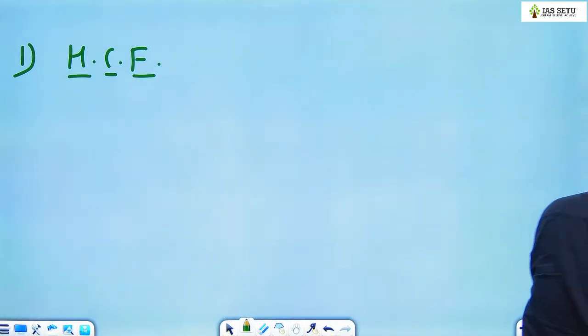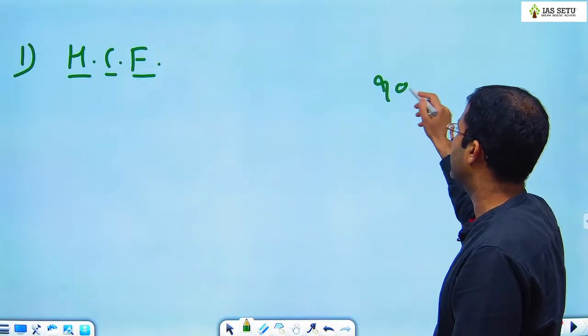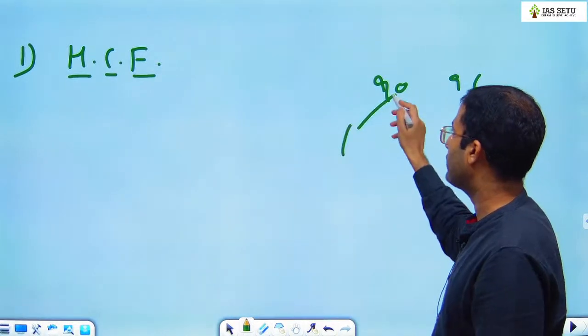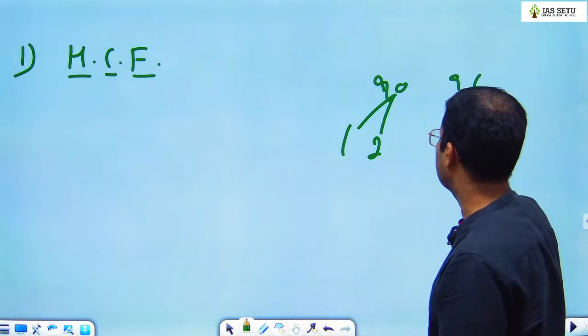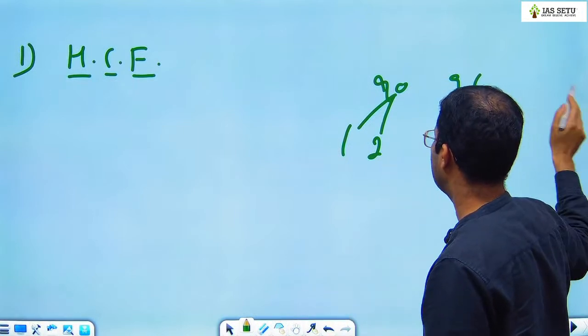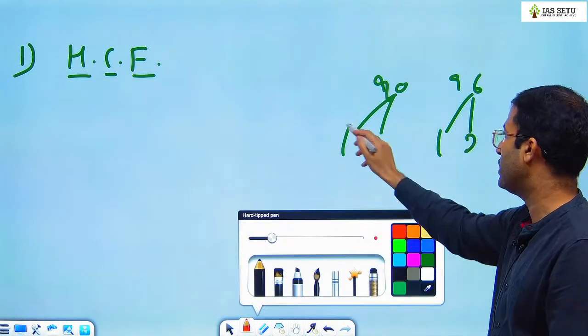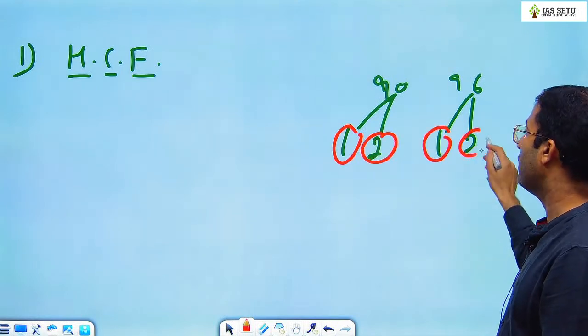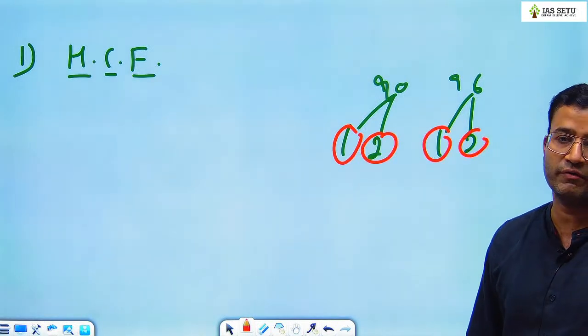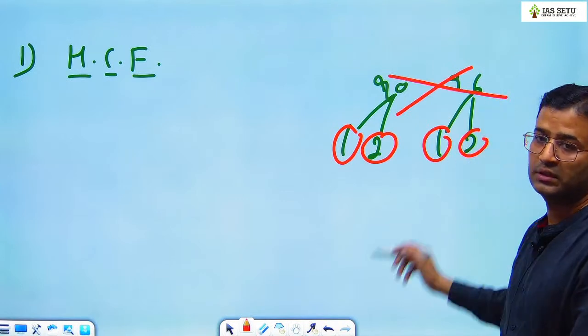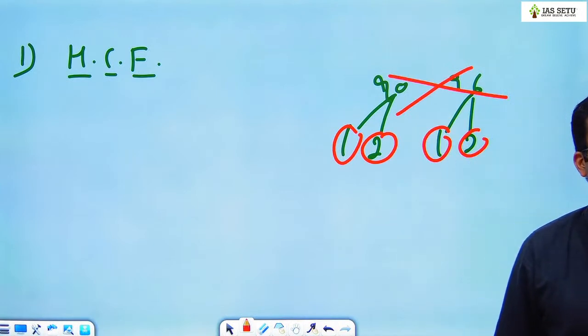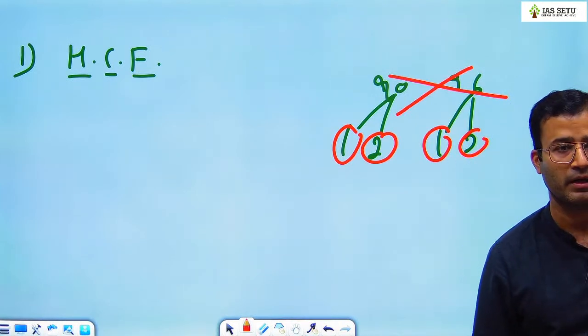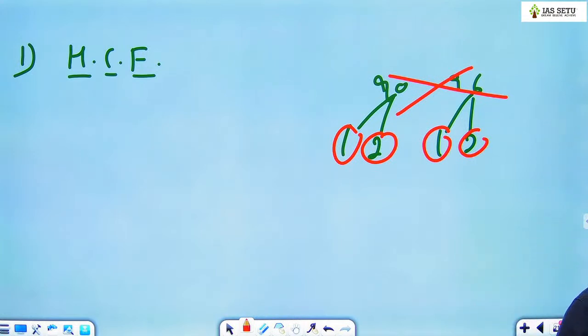Rehan Khan gave an example, 90 and 96. What are the factors of 90? 1 and 2, I won't go beyond that. What are the factors of 96? 1, 2 and so on. Common factors are 1 as well as 2. The moment I have more than one common factor, I will reject. 90 and 96 cannot be co-prime. Why? Because they have more than one common factor. Clear?